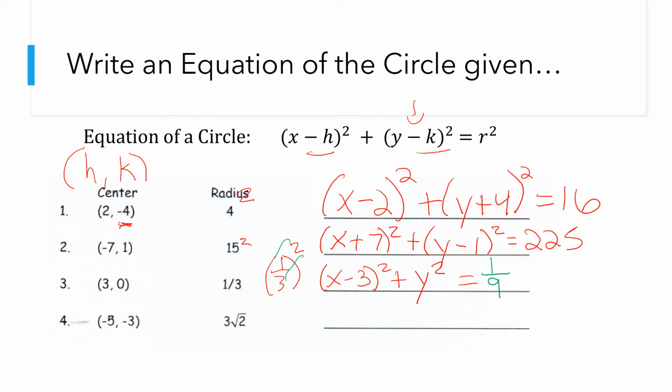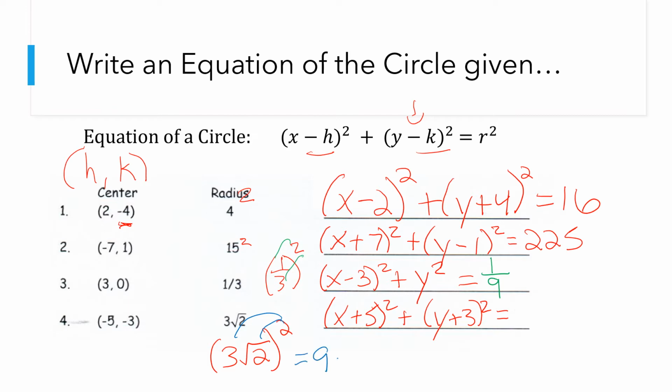All right, and then the last one is number 4. So for number 4 here, it's going to be x plus 5 squared plus y plus 3 squared equals. Now I'm going to do this over here because we've done this a few times when we're squaring this. Again, just like the fraction we just mentioned, you have to distribute the exponent. So the 3 squared gives me 9. And root 2 squared is 2. A square root squared, they essentially cancel out. So we end up with 9 times 2, which is 18.